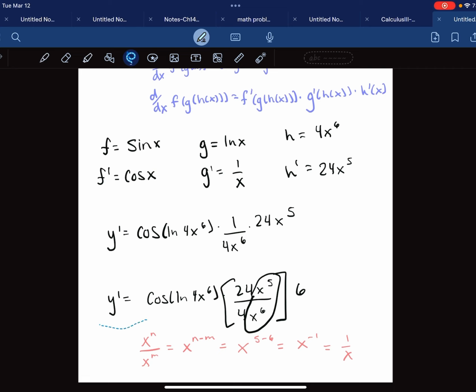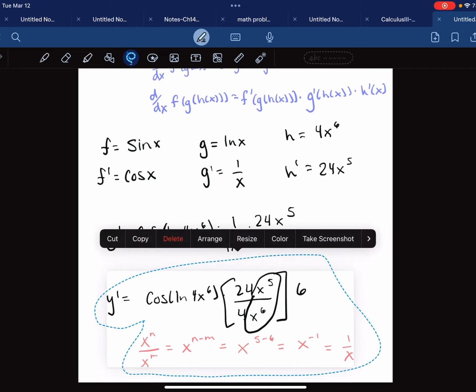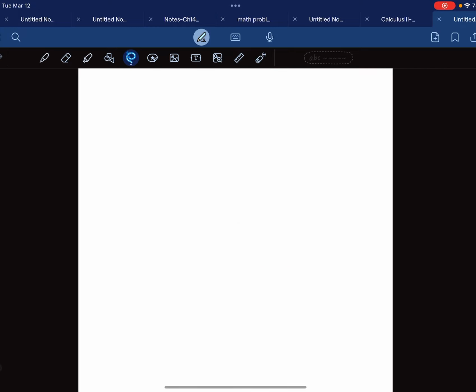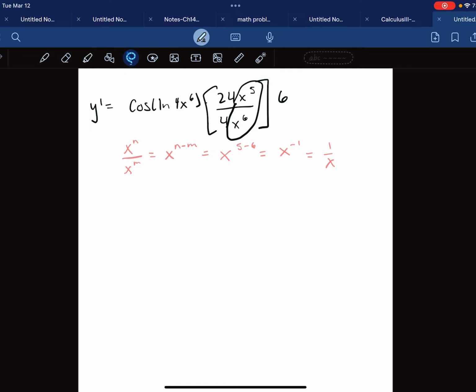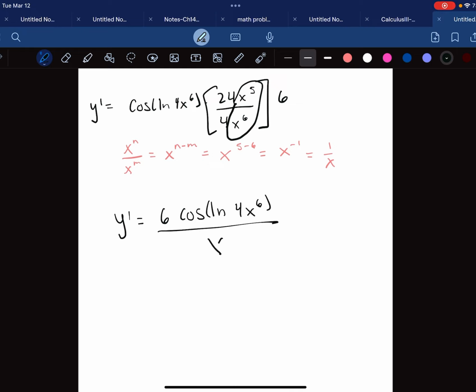So then your whole problem becomes, I'm going to take this on to the next page. Your whole problem here becomes y prime is equal to 6 times cosine natural log of 4x to the 6th, and this is all going to be over x. And then looking at your answer key, it looks like that is answer D.